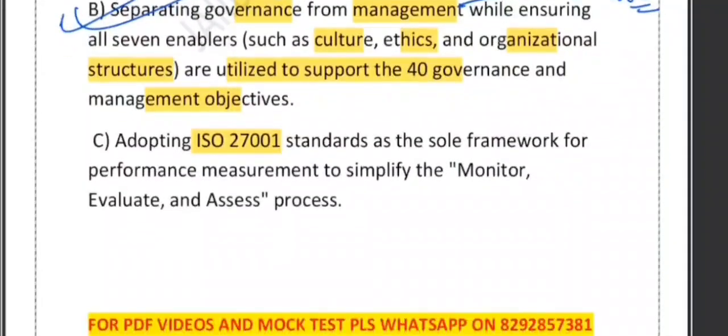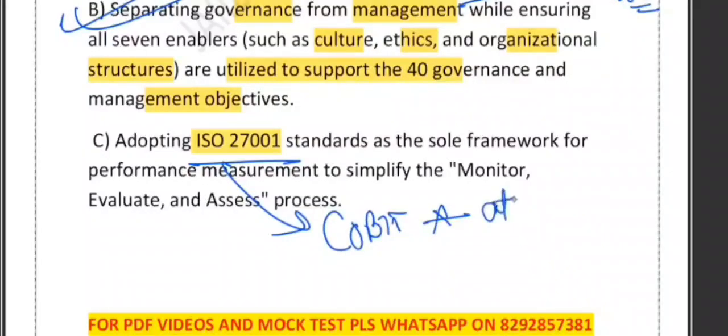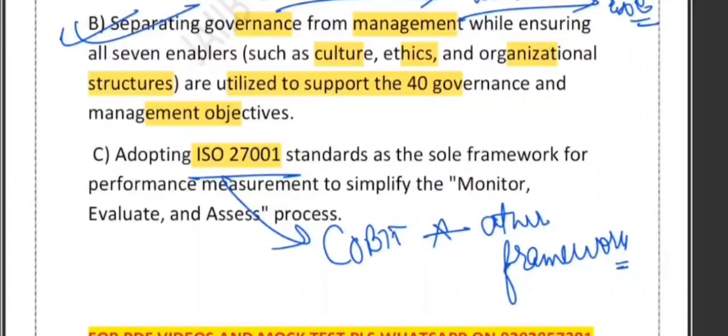What about C? ISO 27001 is great, but COBIT is not replaced by another framework. Please understand, you cannot replace COBIT with another framework. So adopting the 27001 standard as a sole framework for performance measurement is wrong. That's why option C is wrong.